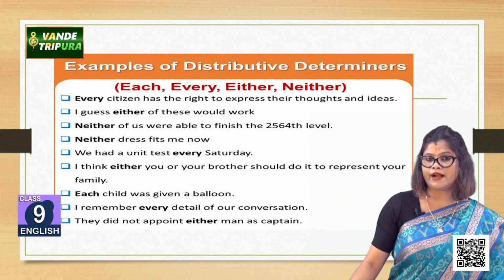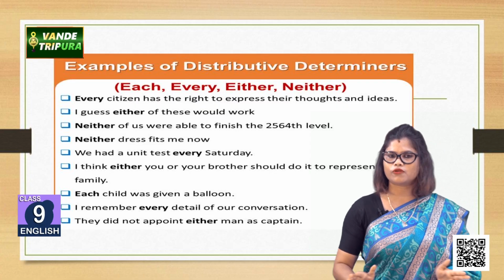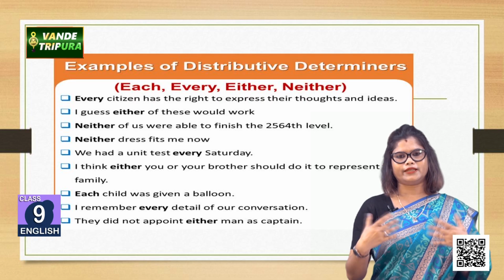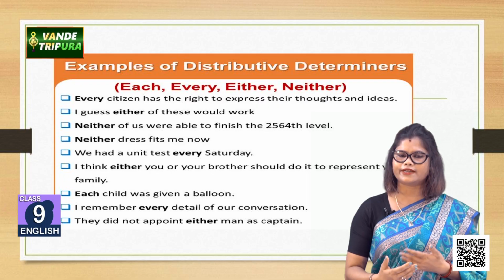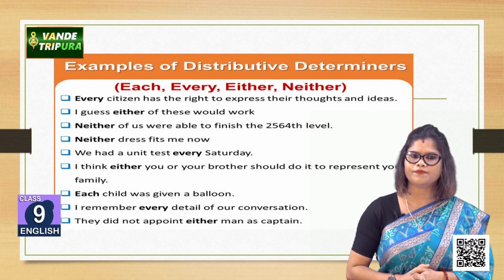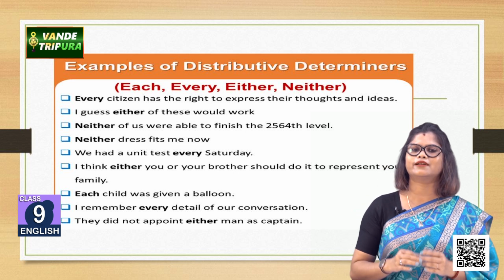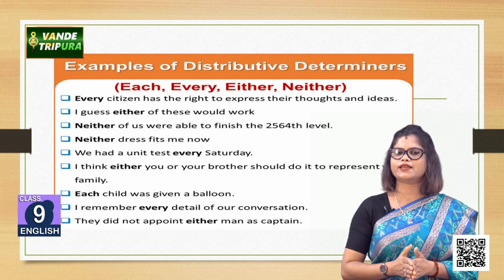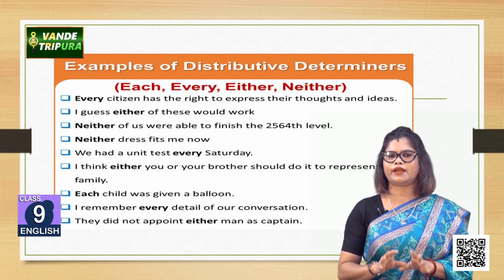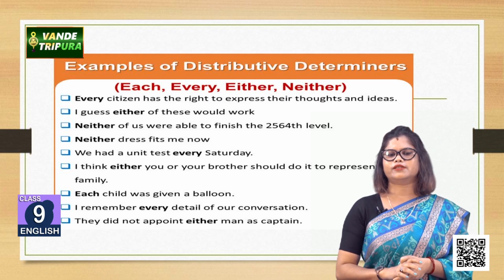Neither dress fits me. Here there are two dresses, dress is the noun, and neither of the two dresses fits me. We had a unit test every Saturday. What happens every Saturday? We have a unit test, so here it shows a classification or distribution of the days as well. I think either you or your brother, where you or your brother is the noun phrase. Either is placed before it, so either is the distributive determiner, and it shows the division or distribution.